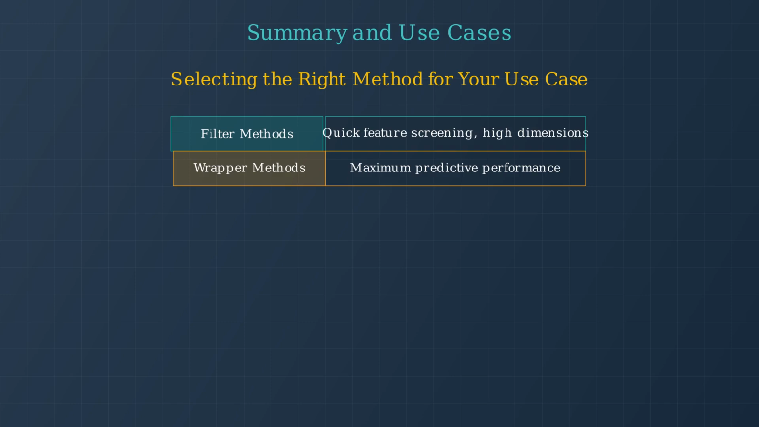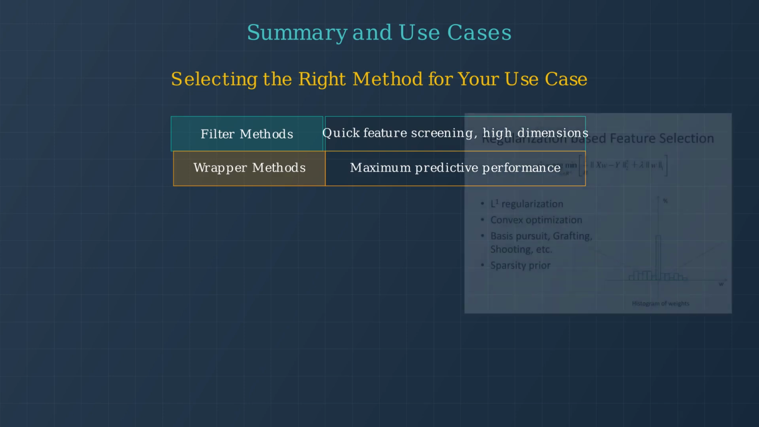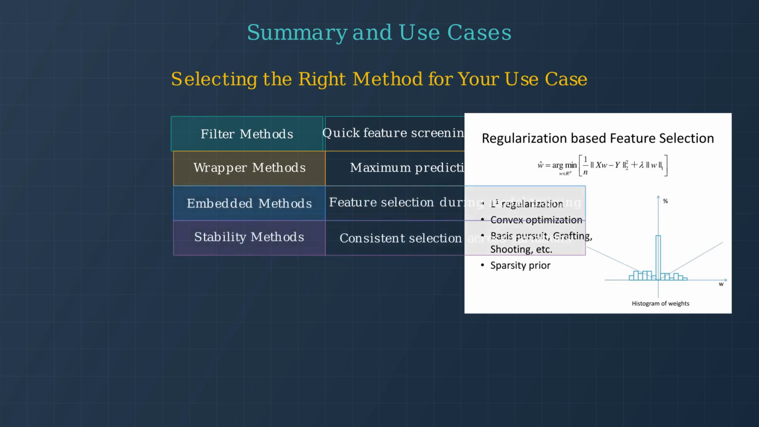Filter methods are ideal for quick screening with high-dimensional data. Wrapper methods excel when maximum predictive performance is needed. Embedded methods, like regularization techniques, incorporate feature selection during model training. And stability methods ensure consistent selection across data variations.